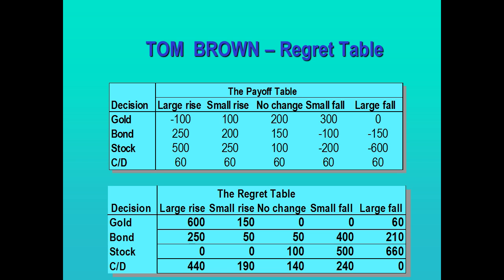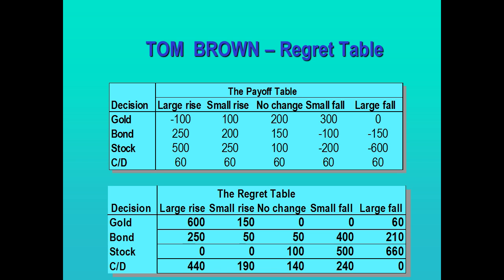Okay, so now let's look at the decision criteria. It says minimax regret. So what we're going to do is look across the decisions and figure out the most regret I can feel for every decision. If I choose gold, what's the most regret I could experience? 600. If I choose bond, the most regret? 400. If I choose stock, 660, you're right. And if I choose CD, 440.